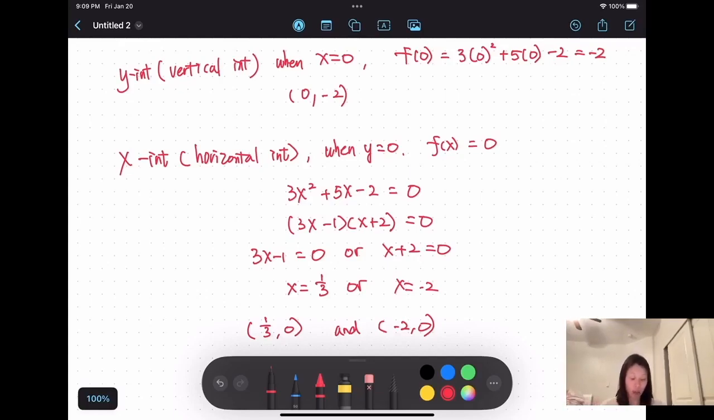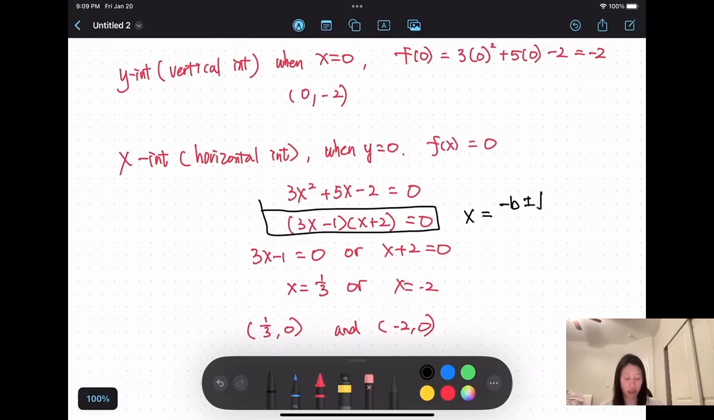Okay, but what if you don't remember how to factor? What other method can you use to solve it? Well, then we can use the quadratic formula: x equals negative b plus or minus the square root of b squared minus 4ac, over 2a. This is our quadratic formula.